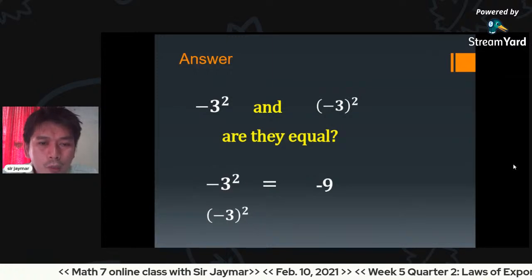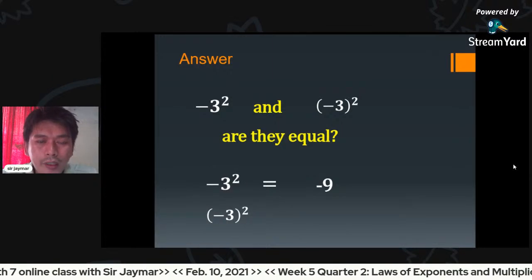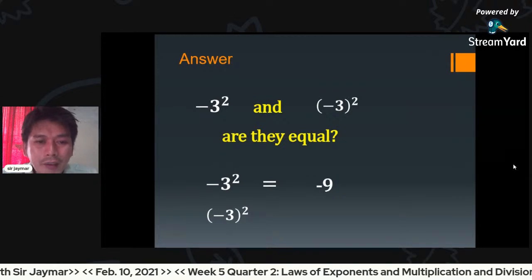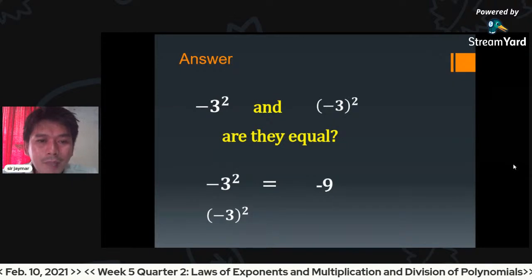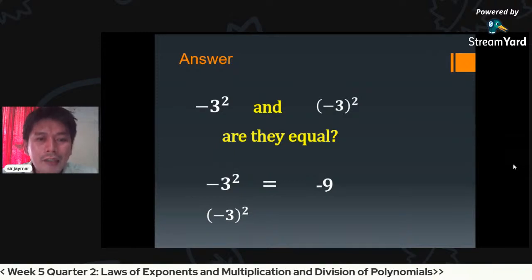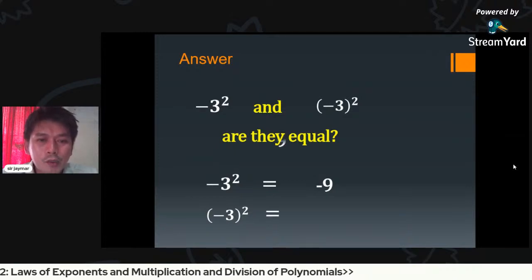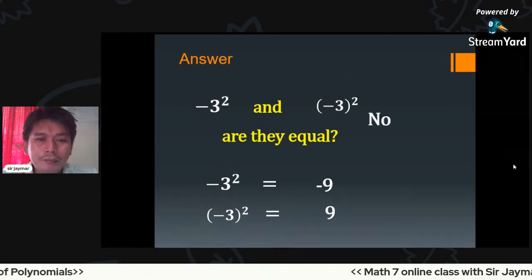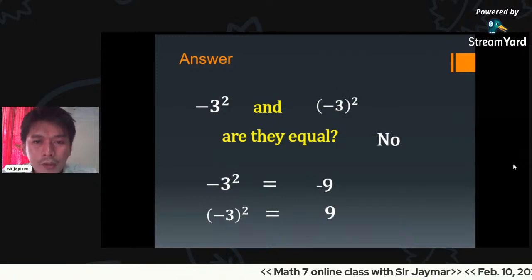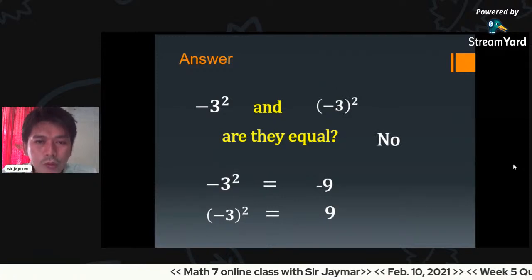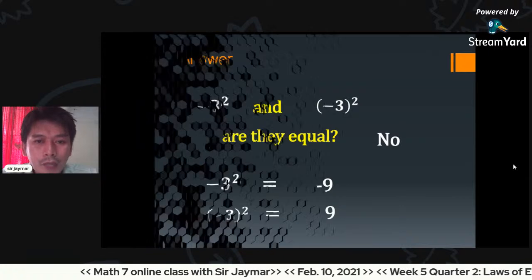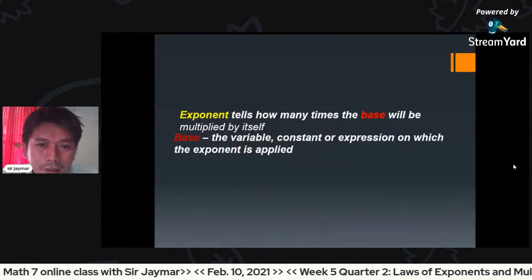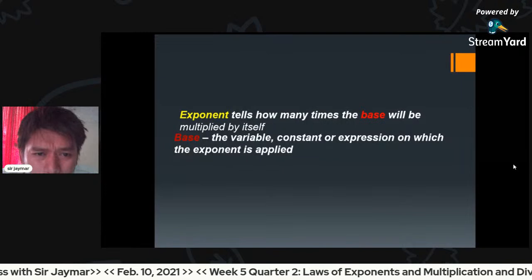So how about this one? Negative 3 raised to 2. In expanded form, it is negative 3 multiplied by negative 3, and negative times negative will become positive 9. So are they equal? The answer is no. Anyone who got the correct answer?